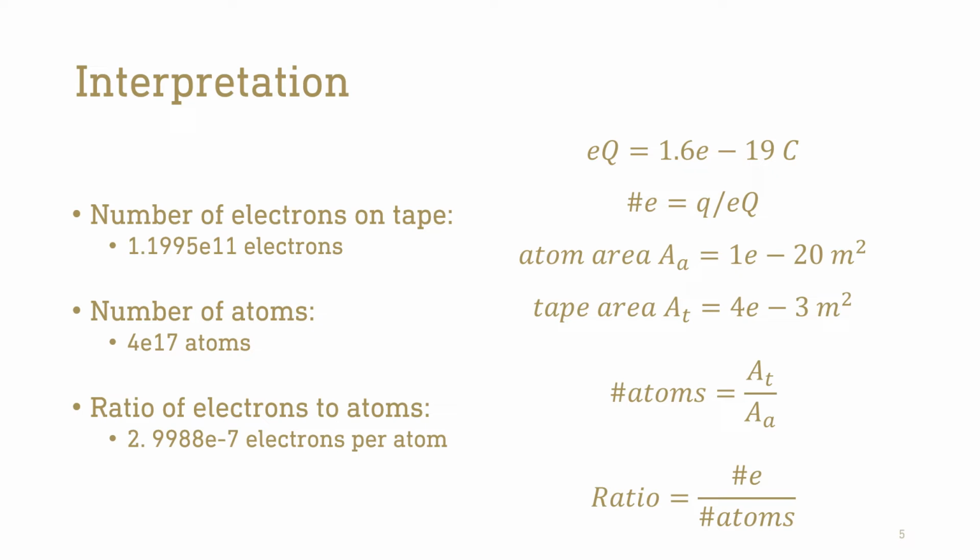Using this result, the total number of missing electrons on the tape was calculated. Dividing the total charge on the tape by the charge of a single electron, it was found that around 1.2 times 10 to the 11 electrons were no longer on the tape.